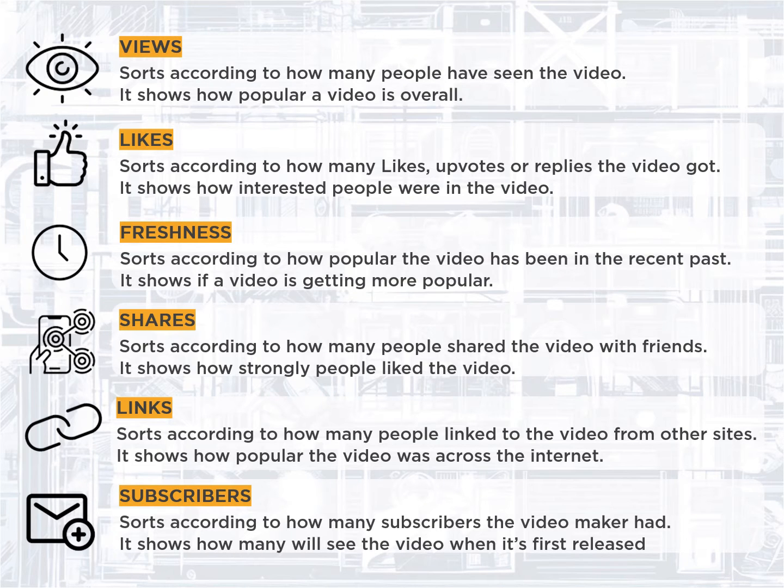To make its decisions, an algorithm will rank or weight different factors. For example, here are some of the different things that a video site like YouTube or TikTok might consider when deciding which videos to recommend to you. How many views a video has gotten, how many likes a video has gotten, whether it's getting more popular quickly and recently, how many people have shared the video on the site, how many people have linked to the video on other sites, and how many subscribers the video maker has.